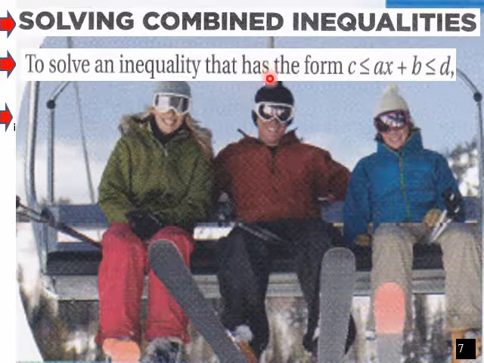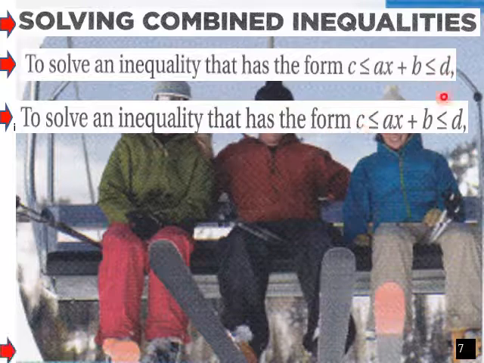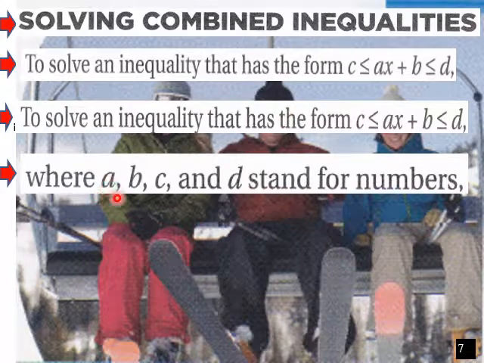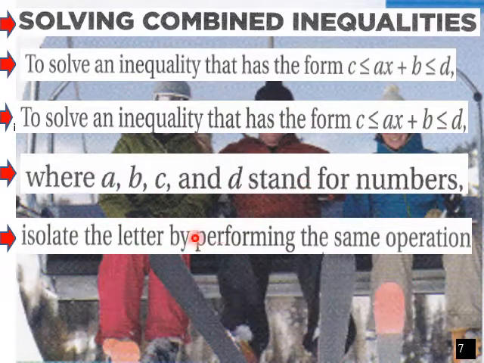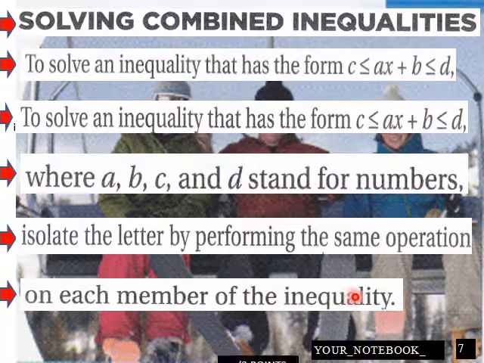Okay, solving combined inequalities here. To solve an inequality of the form c is less than or equal to ax plus b is less than or equal to d, where a, b, c, and d stand for numbers, isolate the letter by performing the same operation on each member of the inequality.